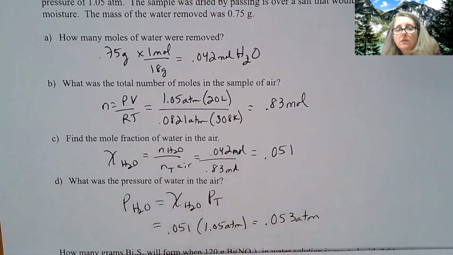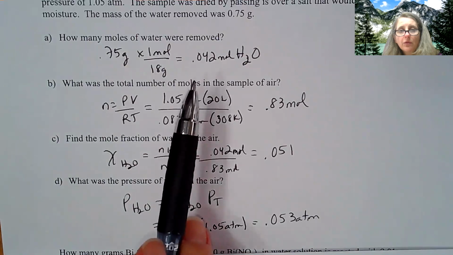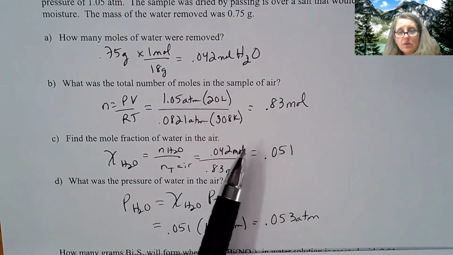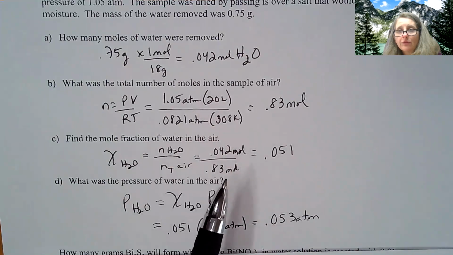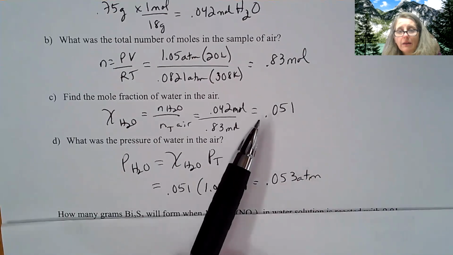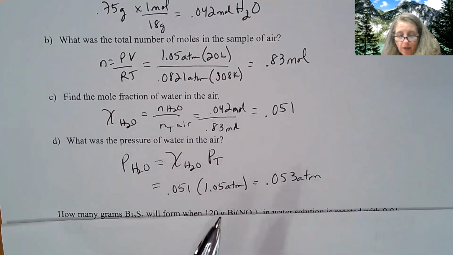Then, going into more complex parts of this problem, the mole fraction of the water in the air. If I know how many moles of water I have, and I know how many moles of air I have, I could easily just do one over the other. And again, mole fractions are always going to be a decimal with no units. So I will have a final answer of 0.051 as my mole fraction of water.